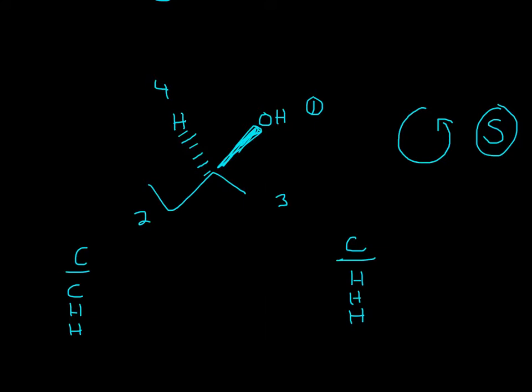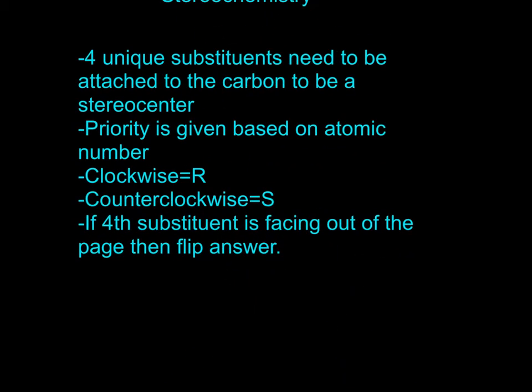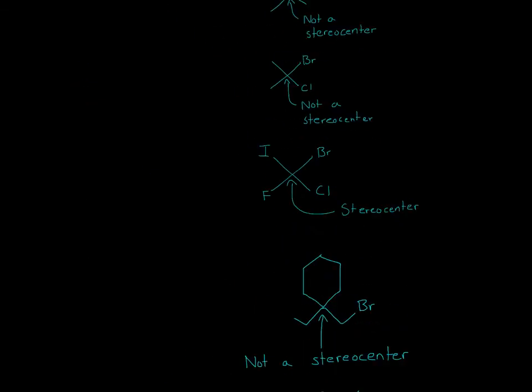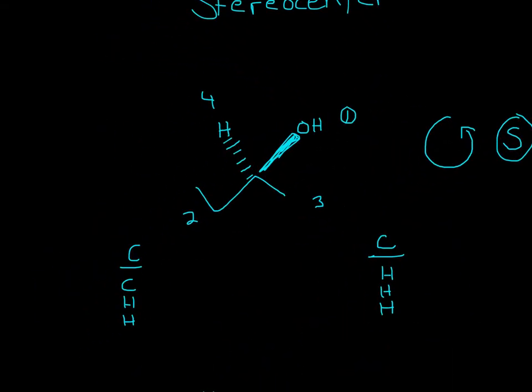So now we just look at the actual pattern. We start at 1, and then just ignore 4, and then just go whatever direction the numbers are. So 1, 2, 3. I'm going this way, and that way would be counterclockwise, so then it would be S, because as the rule suggests, if it's counterclockwise, it's S. So going back, all I did here was just look at the atomic numbers, and say that this is 1.